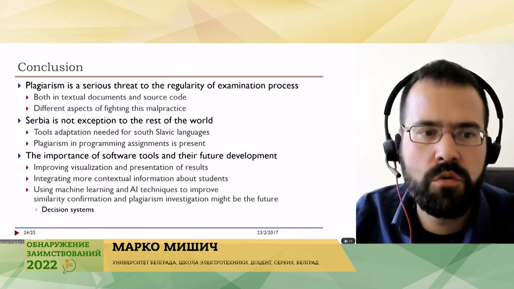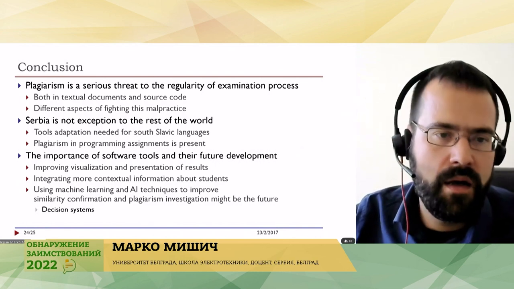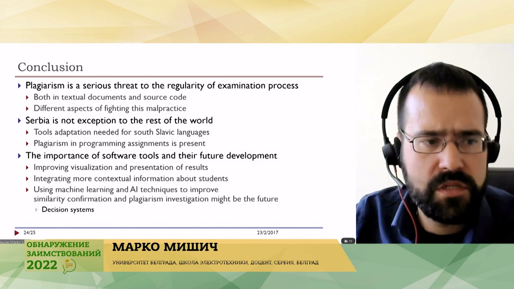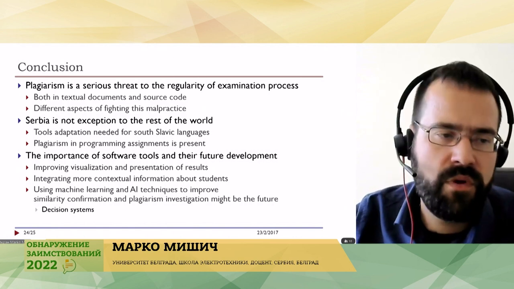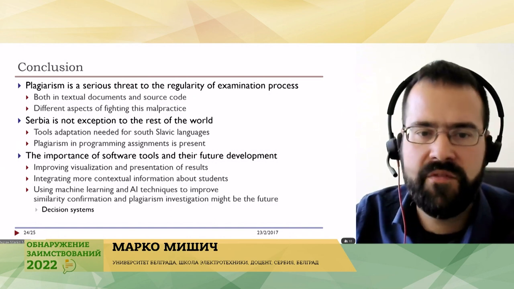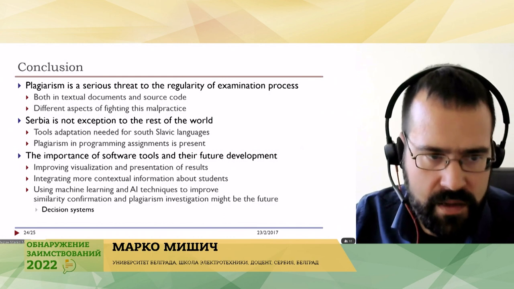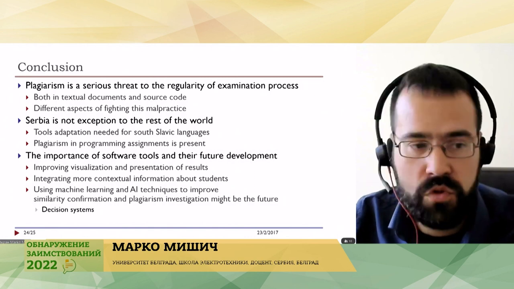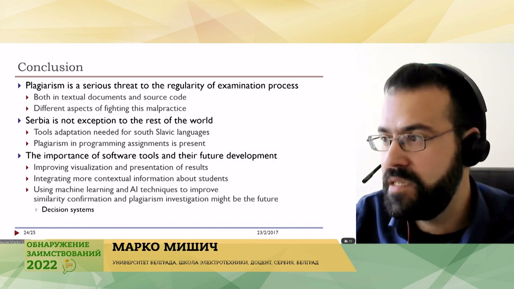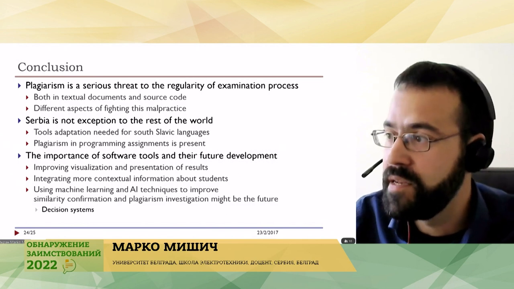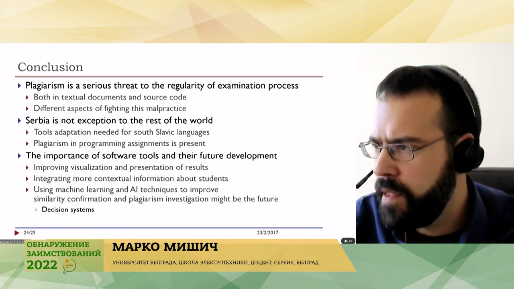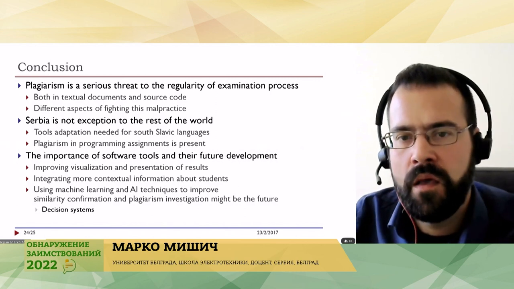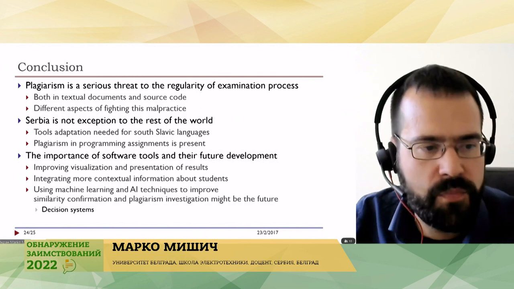We need improvements in the tools to detect plagiarism in our languages. We also fight this in source code, and I would once again like to emphasize the importance of the software tools in their future development. They need to be improved both in visualization and presentation of results. Then I think they should include more contextual information about students, even maybe some information from the real social networks, and also student administration, which can give some context on the plagiarism investigation process.